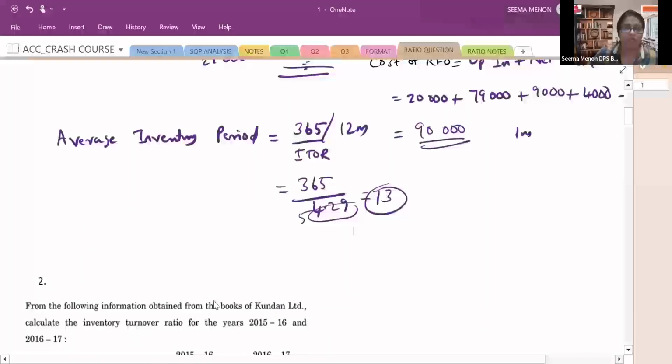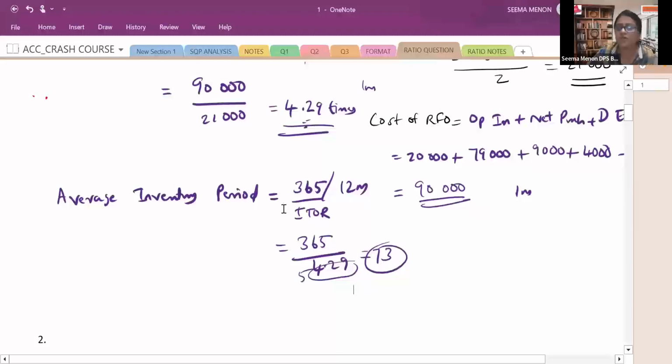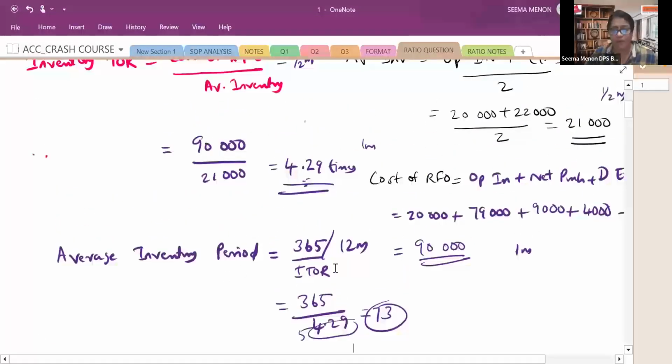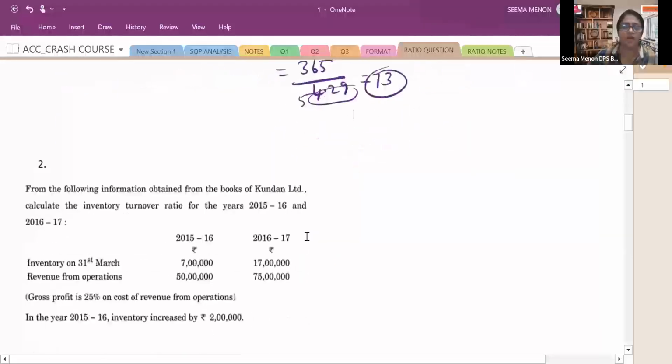Now, we are moving ahead. I hope you are clear with average inventory period. This is also in the syllabus, so please learn this formula, whether it is in days or months. For days it is 365, for months it will be 12 months.